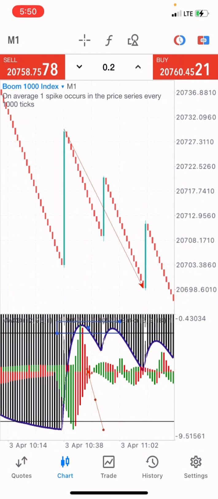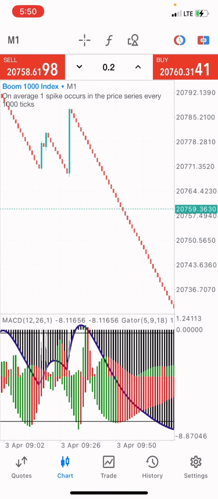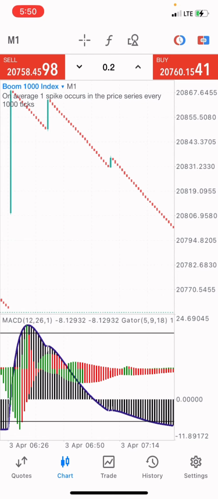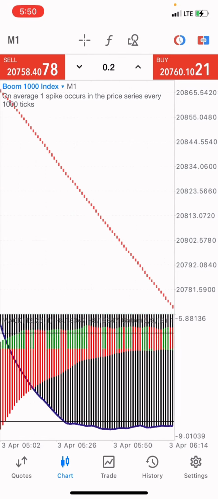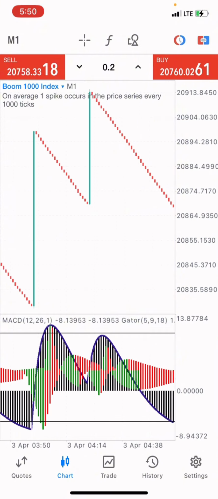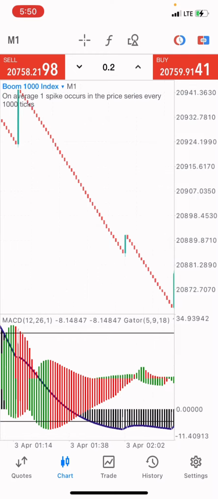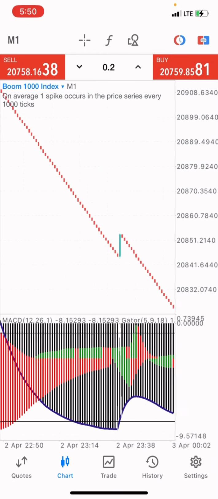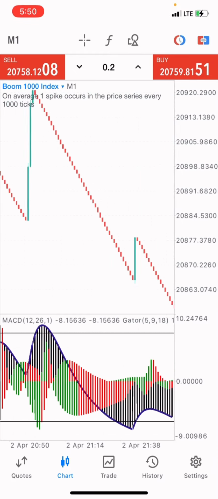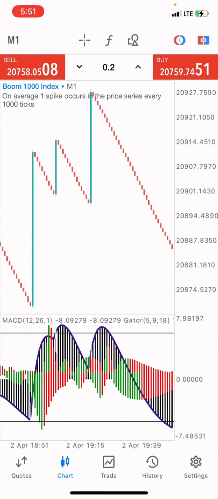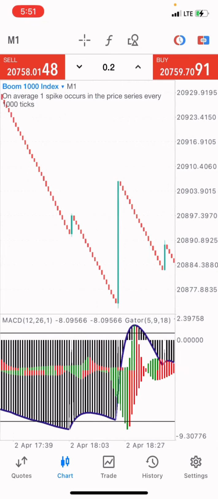Now all of this has to align with every other confirmation that I have mentioned in this video. All of that has to come together to give you solid reasons why you should either buy or sell. But as far as Boom 1000 index is concerned, we want to be selling using this strategy. So please be very careful. If you keep back testing, you'll see that all of this just keeps happening. Let me show you more examples. If you can sit down and just find setups using this strategy, you will make profit every day.